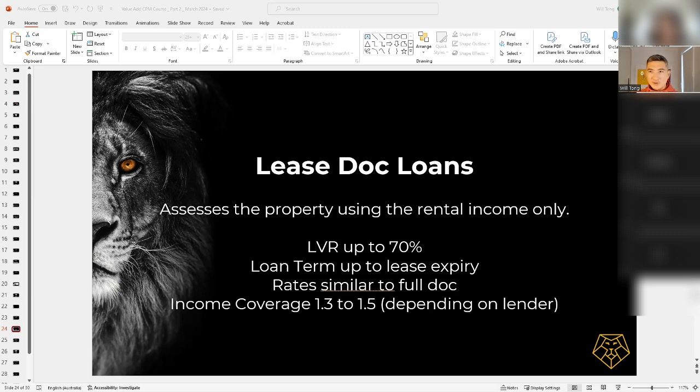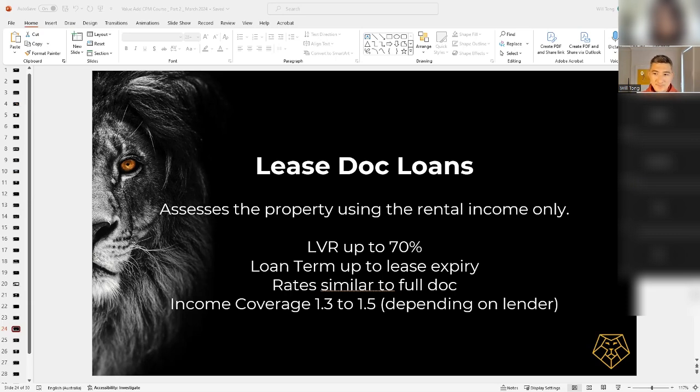So the lease doc loan is really good for investors who've got capital but don't have serviceability, like business owners who don't declare a lot of income, or people who are retired, or just sophisticated investors, syndicates. This is how commercial property investors jump from one property to the next, because there is no lending ceiling.